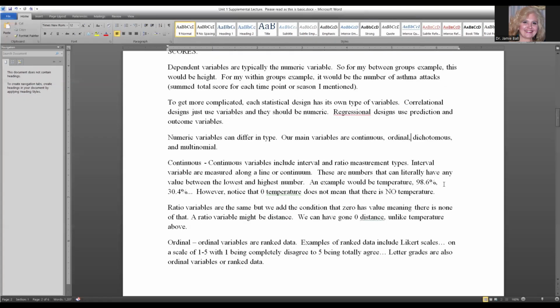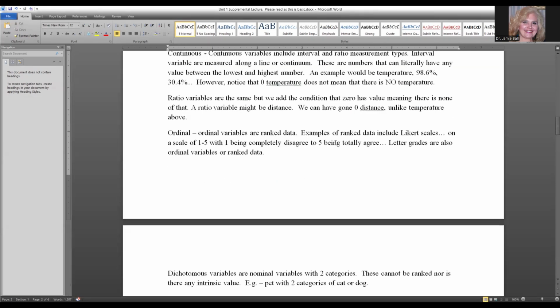Now, the next kind of variable we have is ordinal. They're also called ranked data. An example of ranked data is Likert scales. On a scale of 1 to 5, with 1 being completely disagree and 5 being totally agree. Ranked data could also include letter grades like A, B, C, D, F, or less than proficient, proficient, above proficient, excels. Okay, they're ranked, and the order matters.